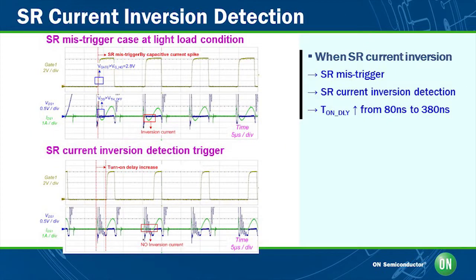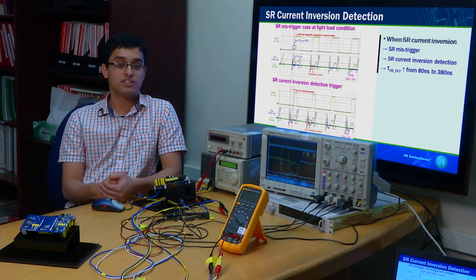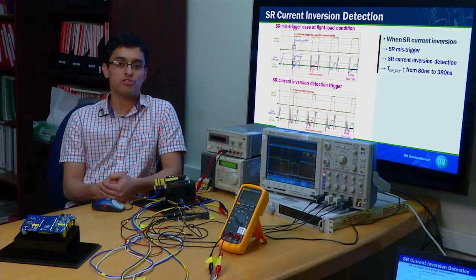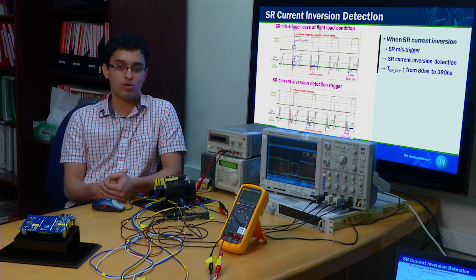SR current inversion detection. At light load, capacitive currents caused by parasitics can trigger an SR turn-on event. Enabling the synchronous rectifier under such conditions could lead to reverse current flow from the output capacitor back towards the SR. The FAN 6248 controller provides an increased turn-on delay at light loads to prevent such an event. The turn-on delay is increased from 80 nanoseconds at full load operation to 380 nanoseconds at light load.